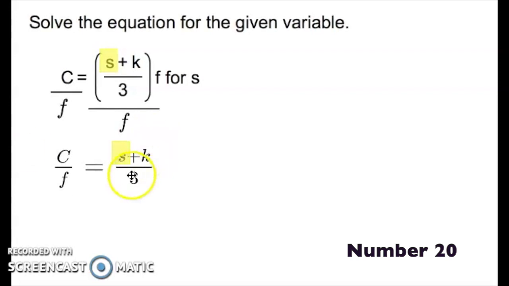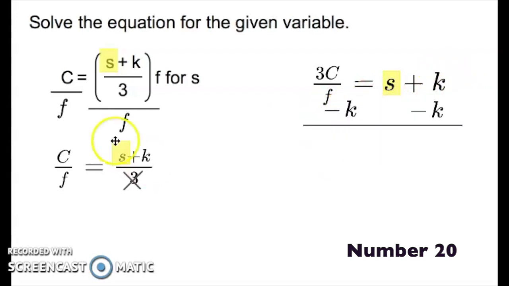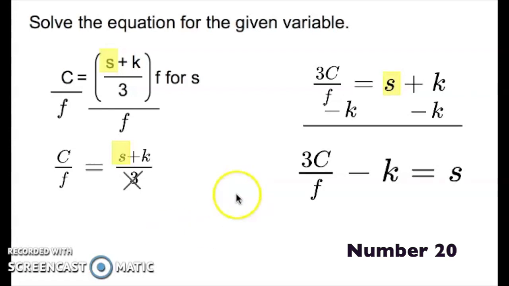Now we notice s is up top of a fraction. To get rid of that fraction, we cross the 3 out and bring it to the other side and multiply it to the fraction. Just write the 3 up top with the c. So we have 3c over f equaling s plus k. Now to get the s by itself, we got to move the k, and we do that by subtracting k on both sides since k is being added. So our answer is going to be 3c over f minus k equals s. Just remember, capital C, lowercase f, k, and s.